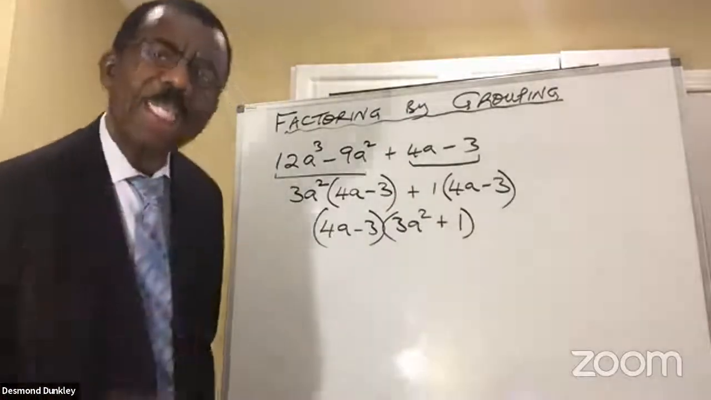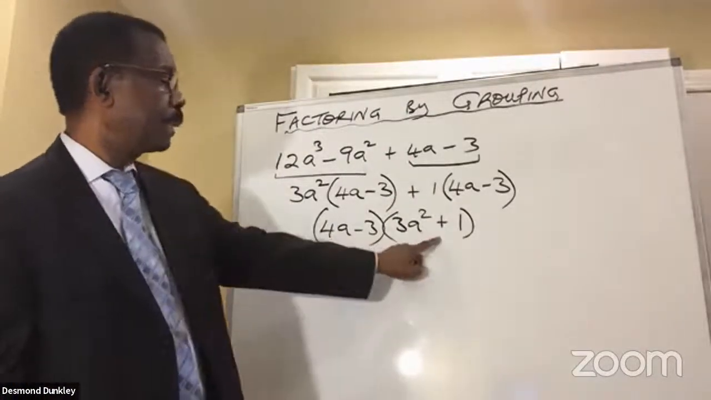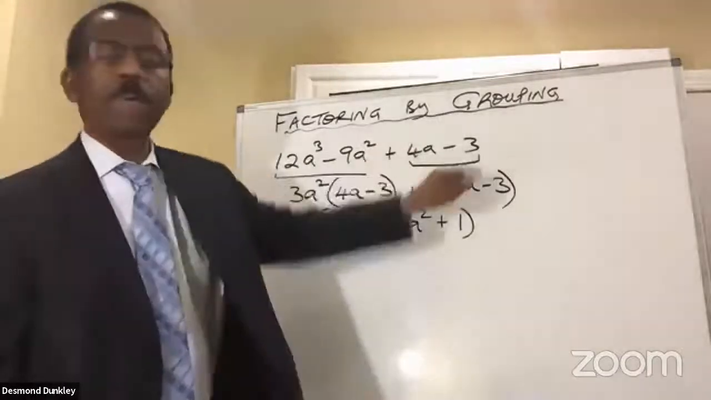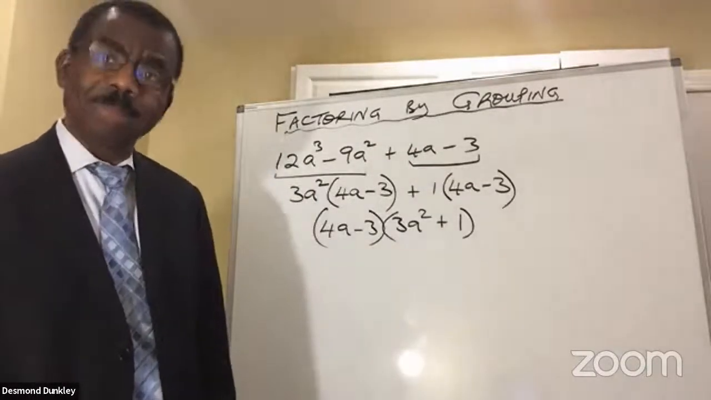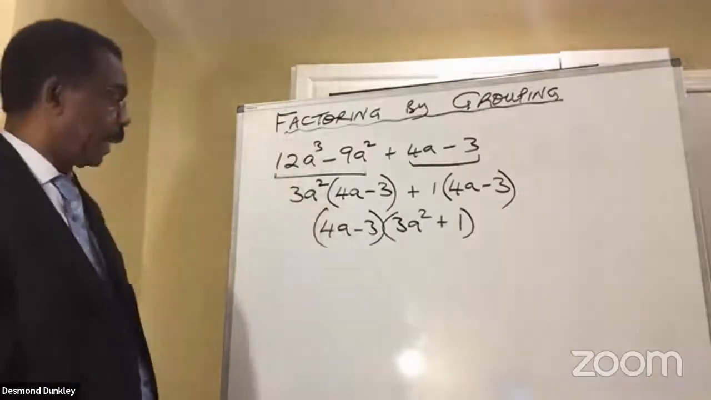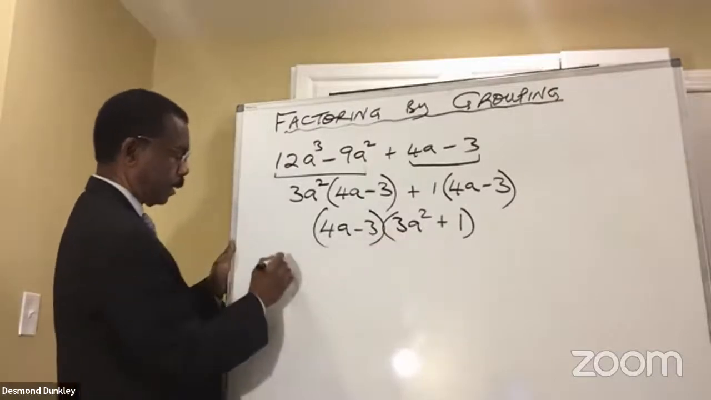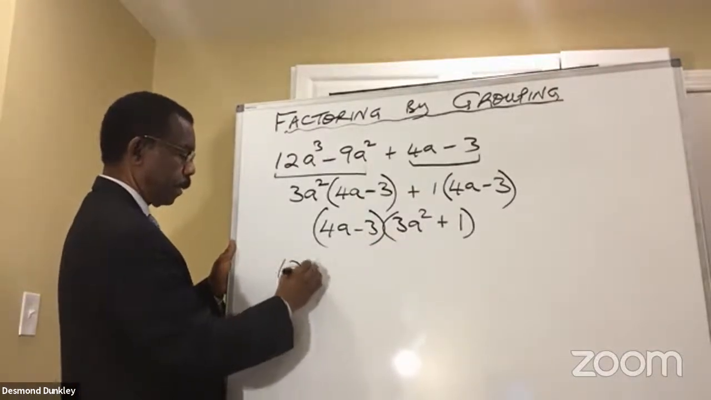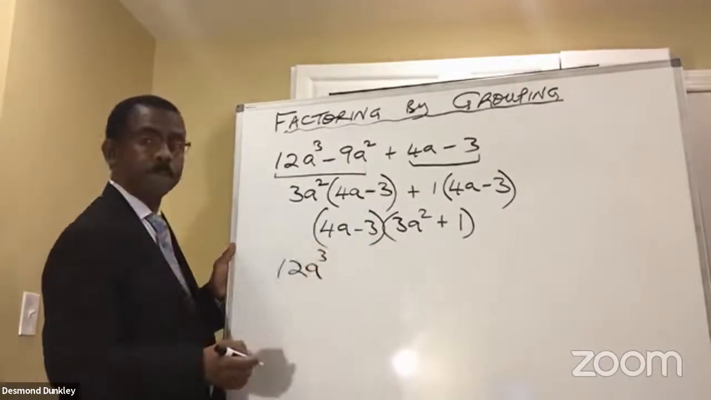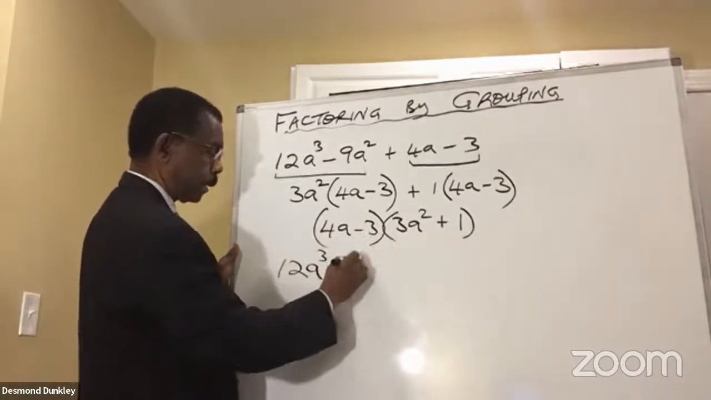I guarantee you, you can multiply this times this, you're going to end up with what's there. For real. Let's check. 4a times 3a squared, 12a cubed. 4a times 1 plus 4a.